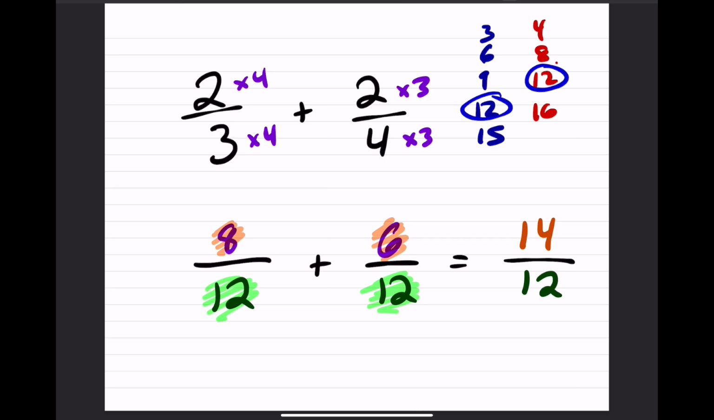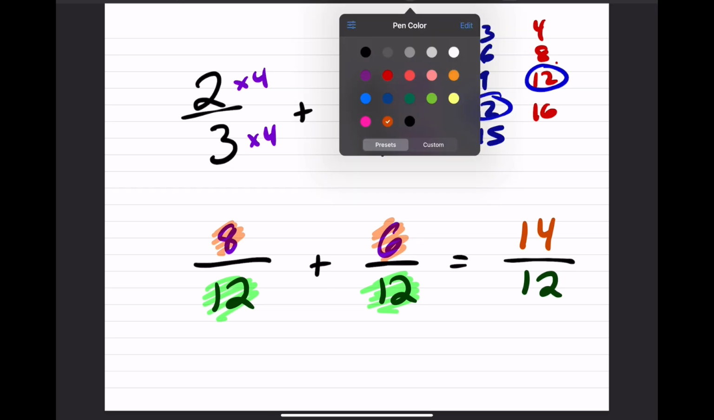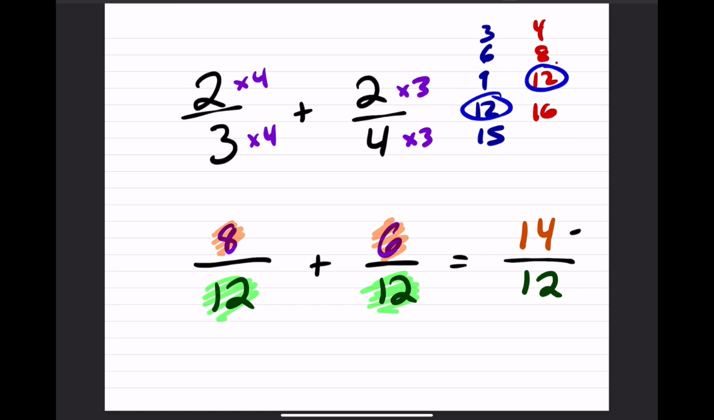14 and 12 are both even numbers. So I'm going to divide them both by 2. 14 divided by 2 is 7. 12 divided by 2 is 6. Now I have 7 over 6. Let's go ahead and convert that to a mixed number.